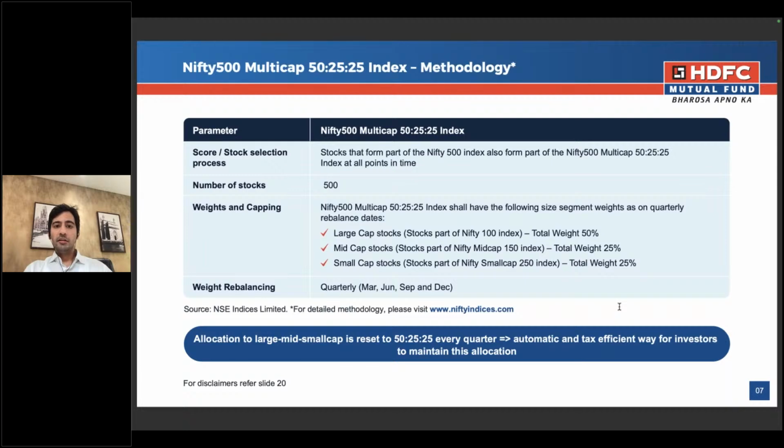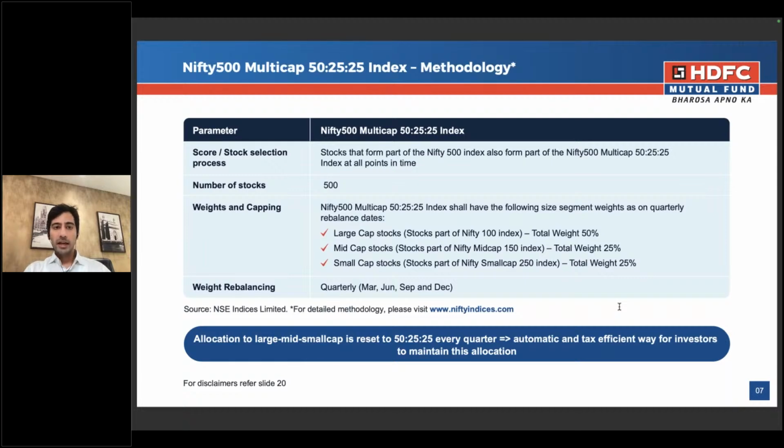Nifty 500 means कि इस index में भी it will mirror the composition of Nifty 500. So जो भी 500 stocks Nifty 500 में है, they will also be present in this Nifty 500 multi-cap version, right? तो very simple, जो भी stocks Nifty 500 में है across large, mid, small, very broad exposure to the India economy, आपको वही 500 stock इस index में भी मिलेंगे.